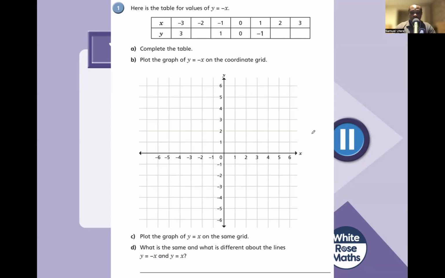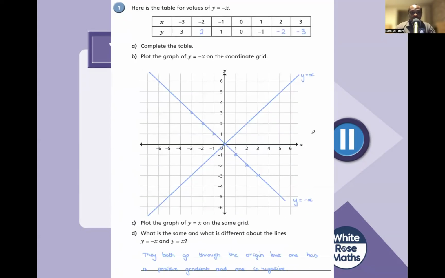Assuming you've paused the video and you've answered question 1, here are the answers. Let's discuss them. So for question 1, here is the table given. You were asked to complete the table of values. By now, you should know how to complete the table of values. So you were asked to plot the graph of y equals negative x on the coordinate grid. And here it is. So here you are asked what's the same and what's different about the lines. Of course, this has a positive gradient and this has a negative gradient.